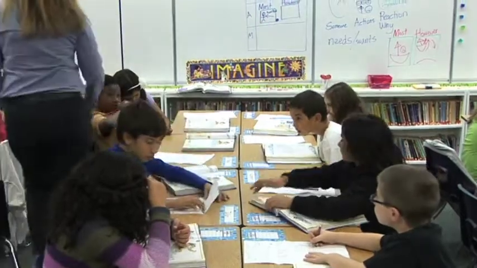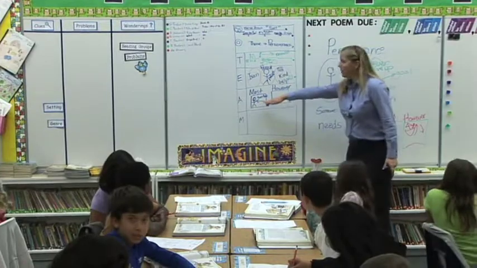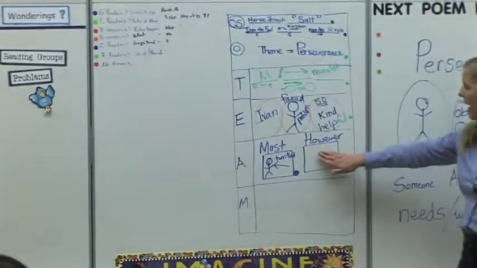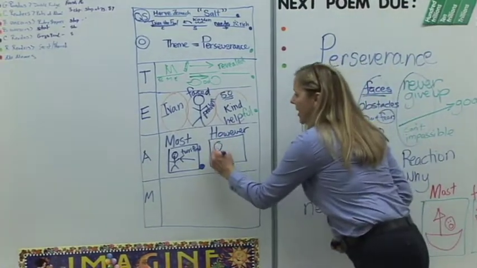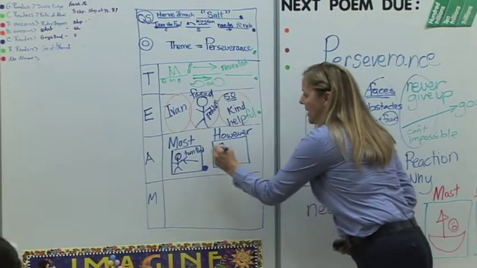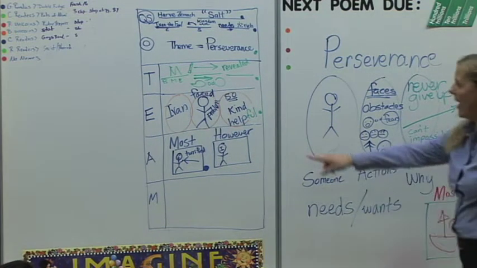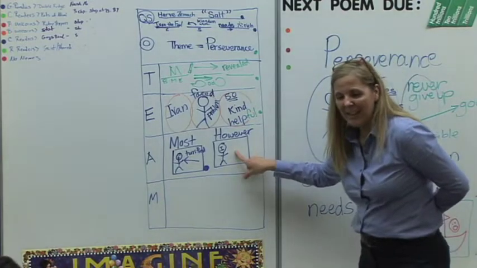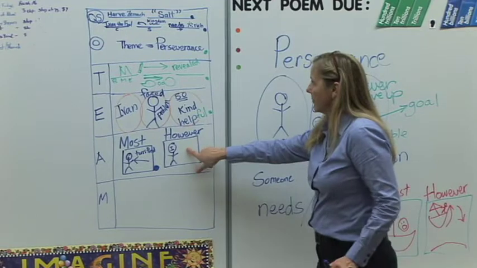Shh. Take a seat. Here we go. Ready? Most people would run away terrified from a giant. However, who showed perseverance? Ivan. Let's put Ivan here. Put a big eye in his face. That's not an eye. However, Ivan, what did Ivan do? Face the giant. Tell the giant his problems.